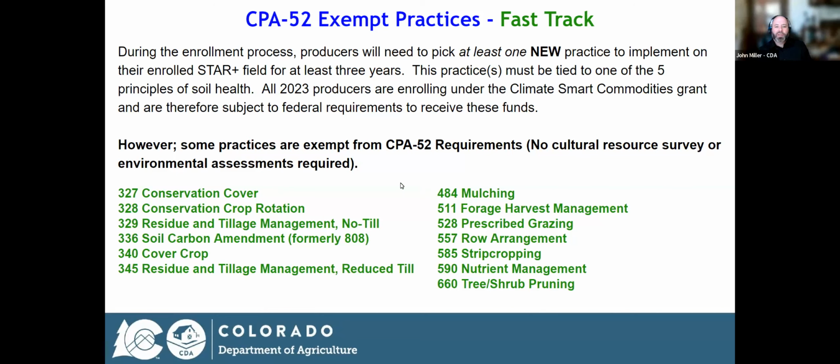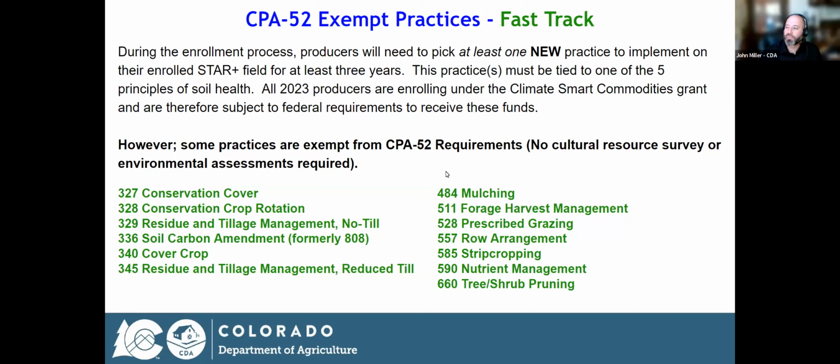So to start out here, I'm going to talk about our CPA 52 exempt practices, or what we're calling the fast track. During your enrollment process with your producers, they will need to pick at least one new practice to implement on their enrolled field for at least 3 years. So they're committing to 3 years of a new practice, something they haven't done so far, that they want to try. Something they're willing to experiment with. They can pick more than one practice, but if they are picking more than one practice, they need to let us know in the enrollment package.